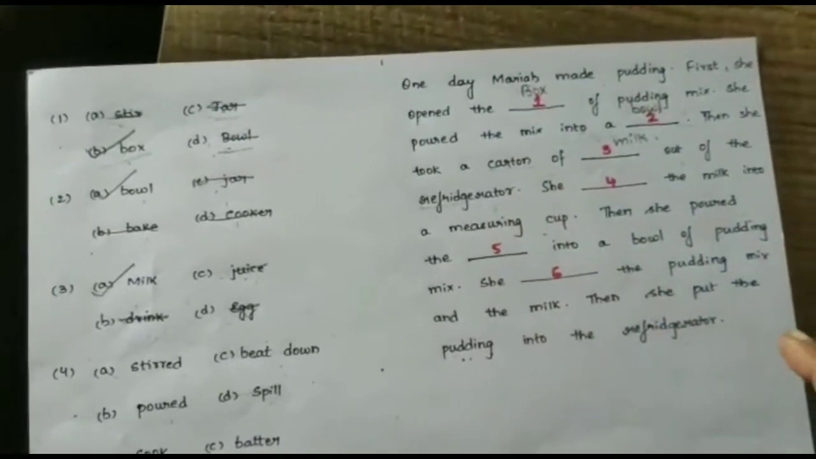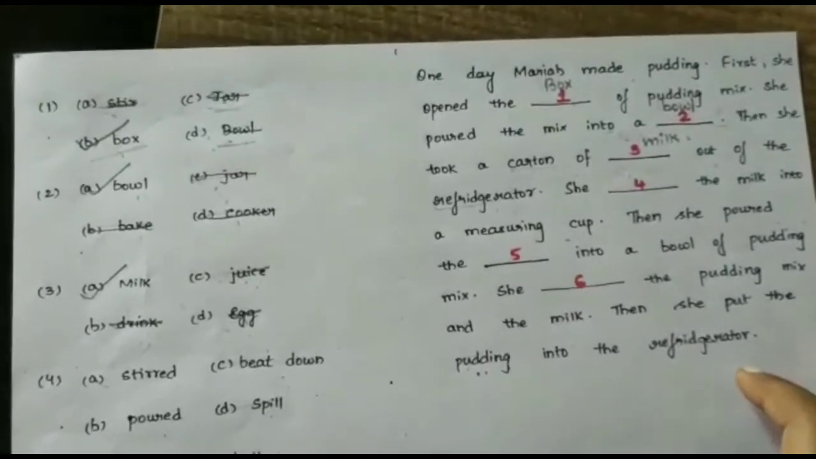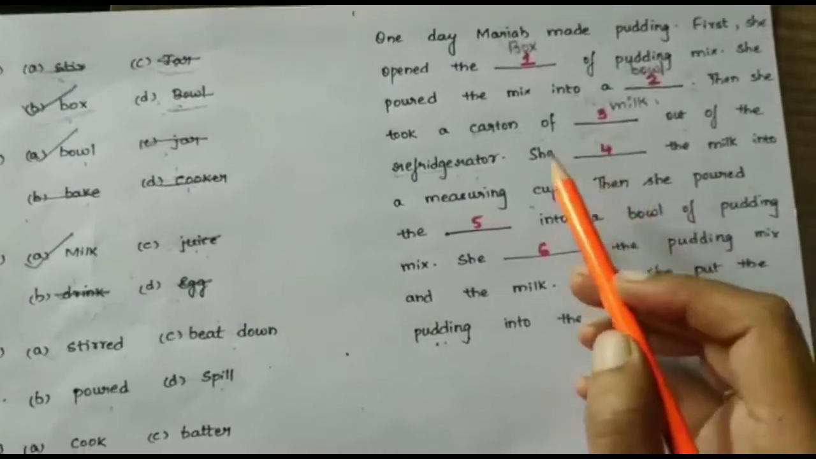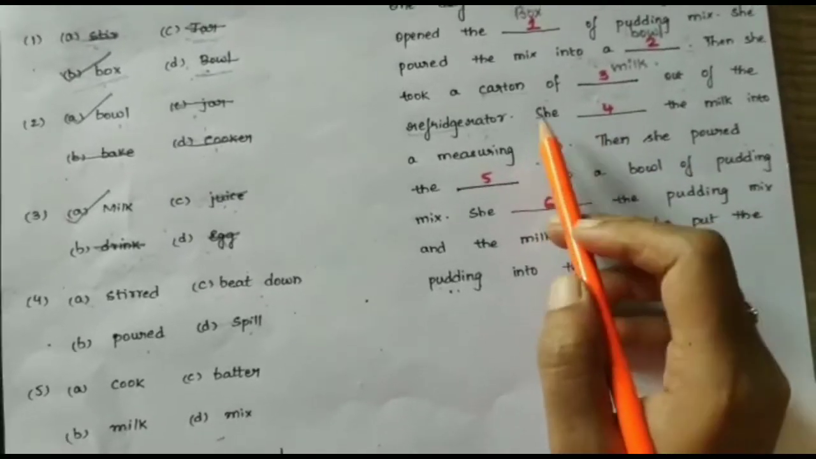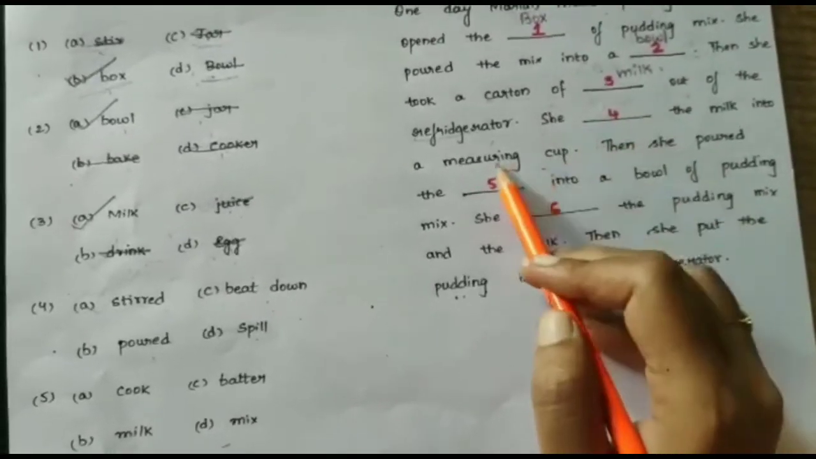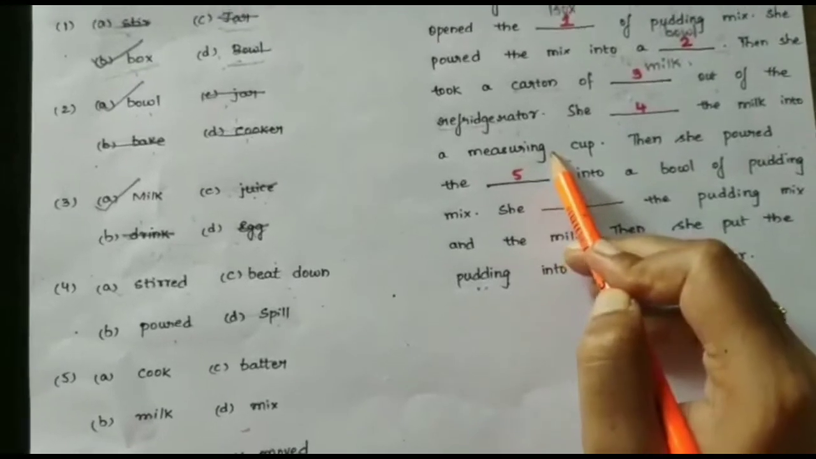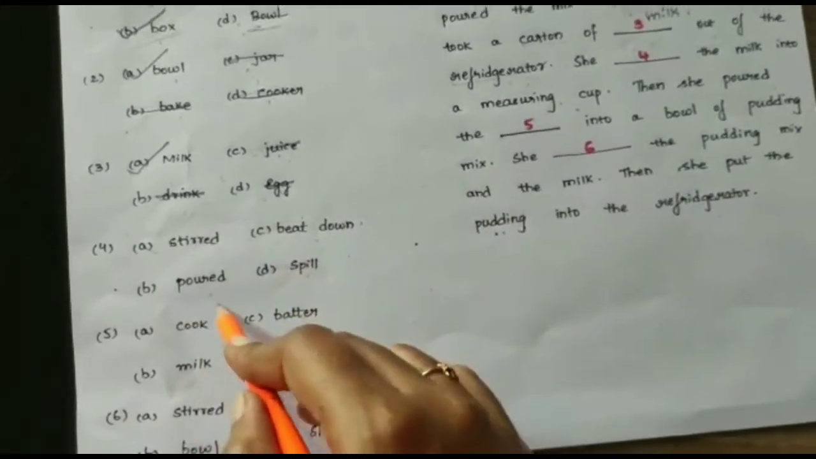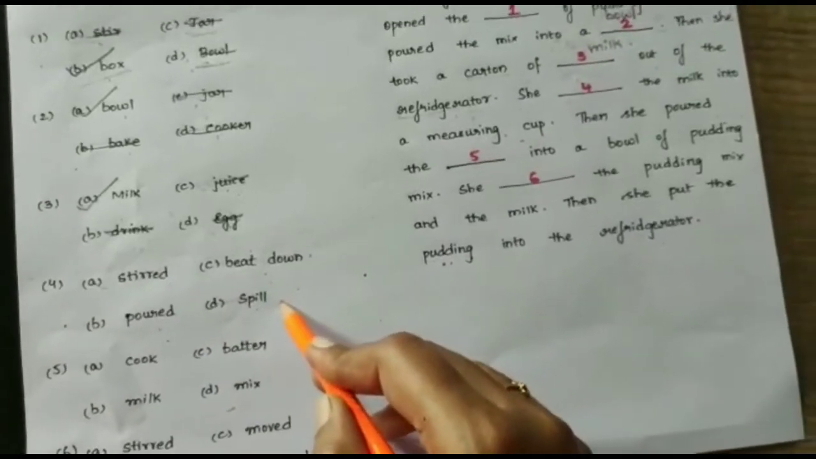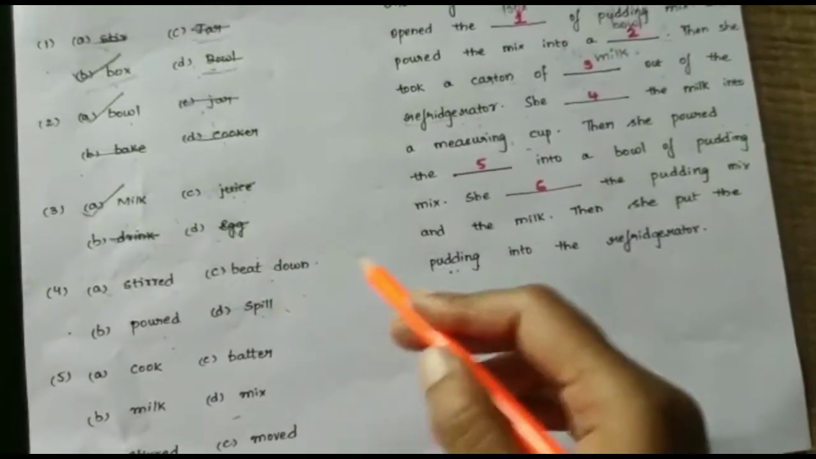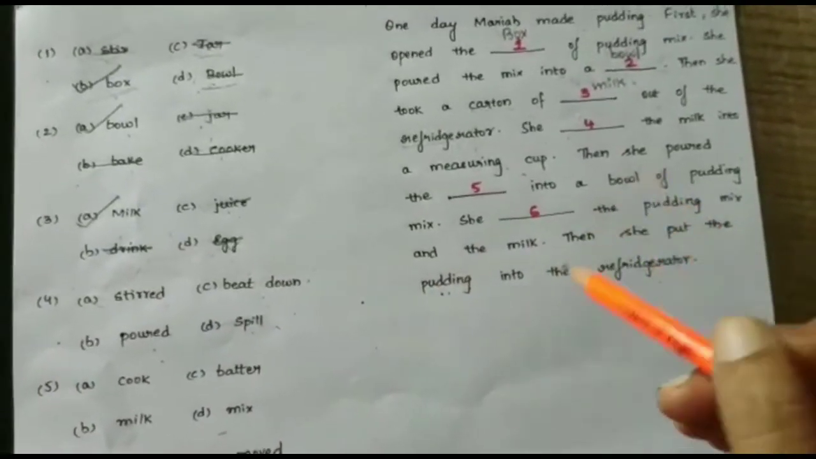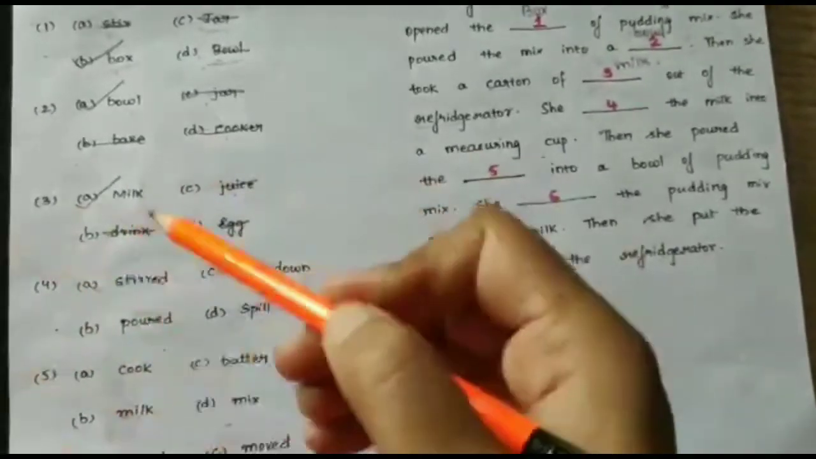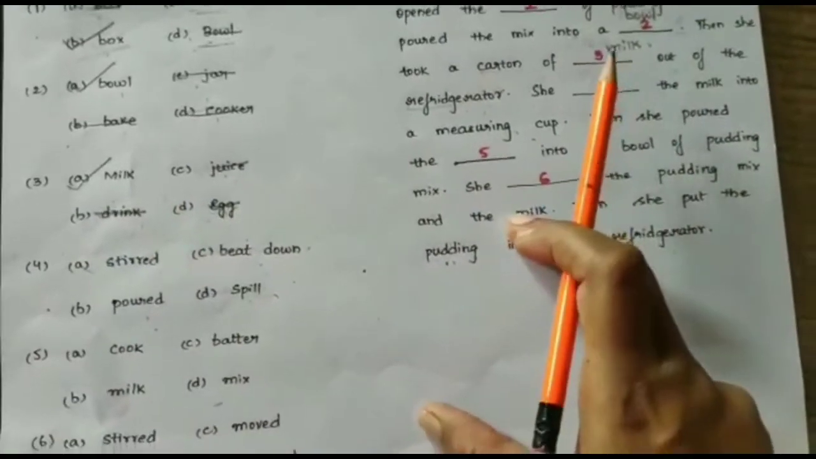So after filling the blanks, you will just read it out so that you will know whether it is suiting or not. Now we are moving to the next blank. She dashed the milk into a measuring cup. Okay, the options are stirred, beat down, poured and spill. She stirred the milk in a measuring cup?